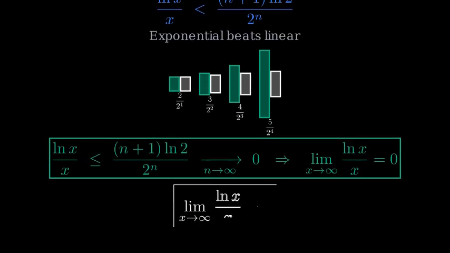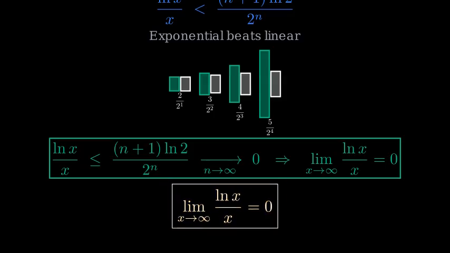Either way, whether you use L'Hopital's rule or this elementary bounding argument, the limit is definitively 0. Logarithms, no matter how slowly they grow, are completely dwarfed by a linear term in the denominator as x goes to infinity. There you have it, a clean, rigorous proof that the limit is 0.